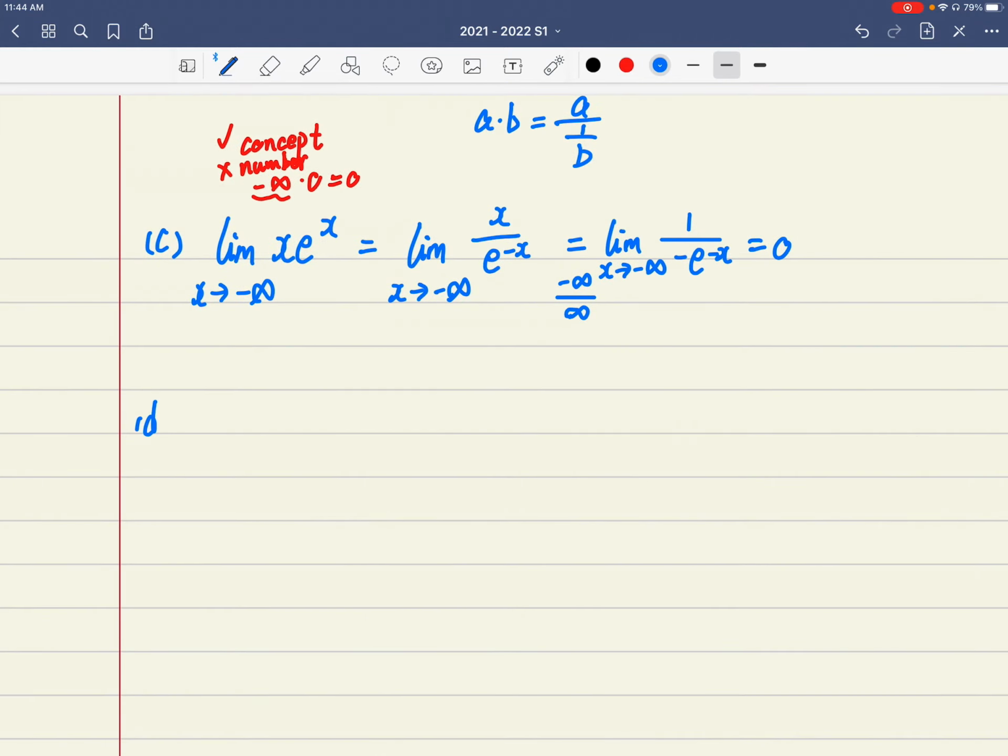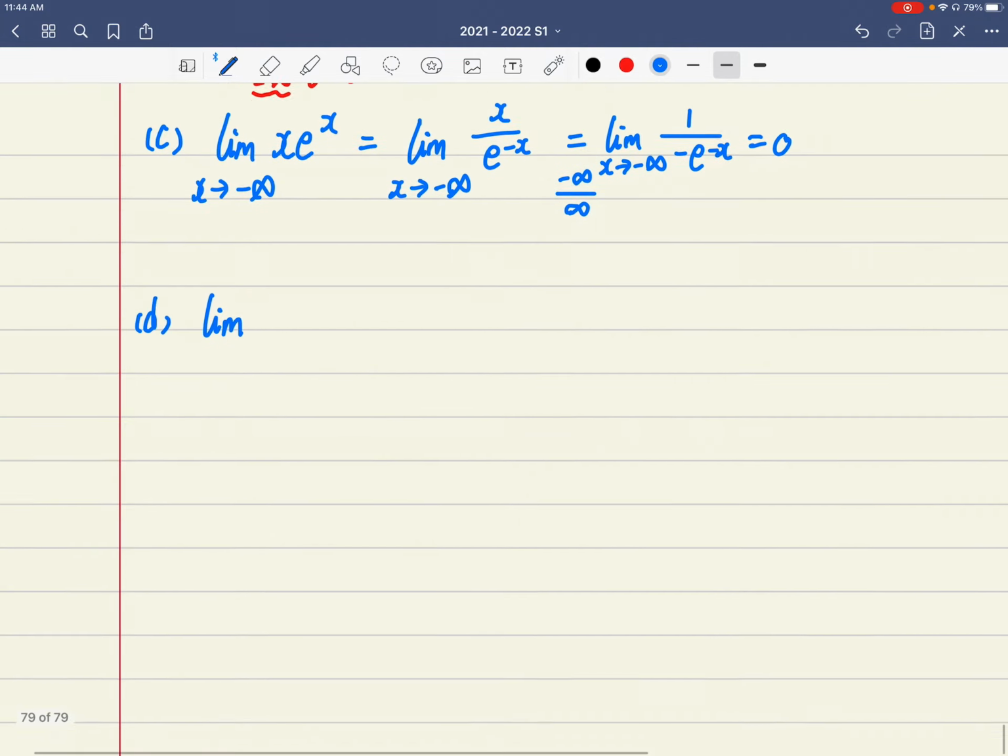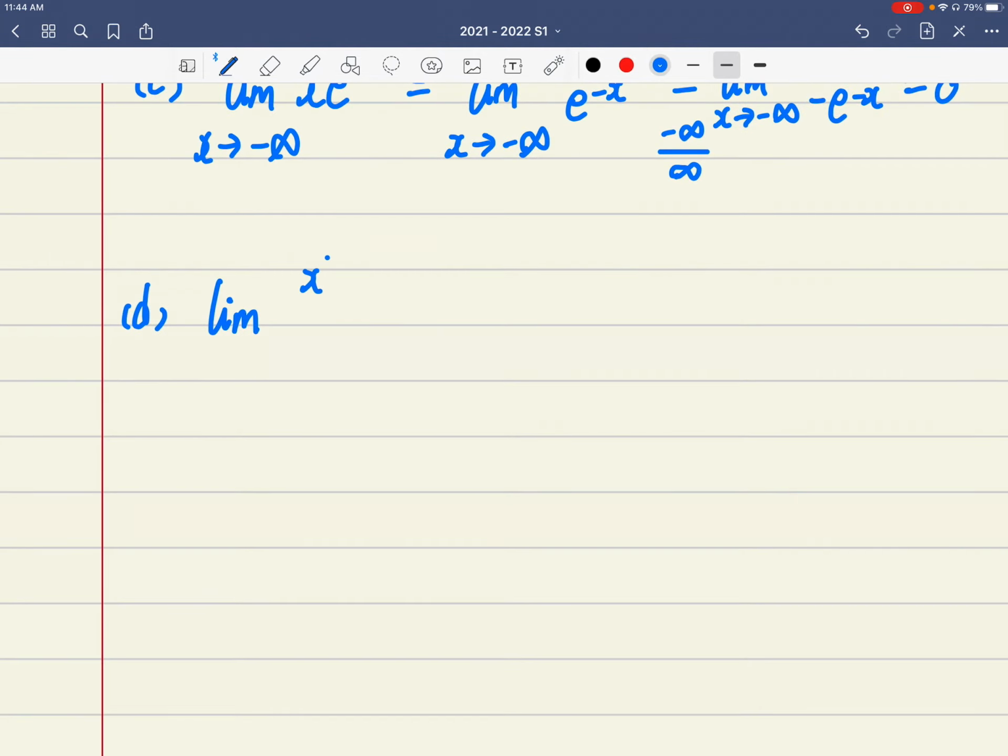Part D. It's a limit of x squared over ln x to the power of 3, when x is approaching infinity. So now just try to do the substitution. The top is infinity, the bottom is also infinity. So it satisfies infinity over infinity, so you can apply L'Hopital's rule.